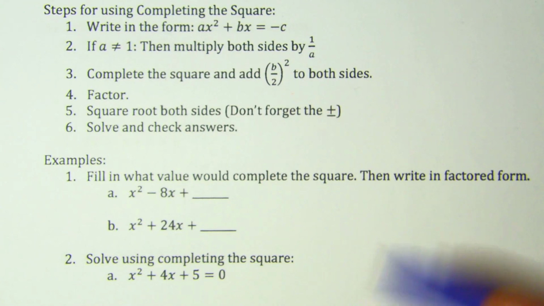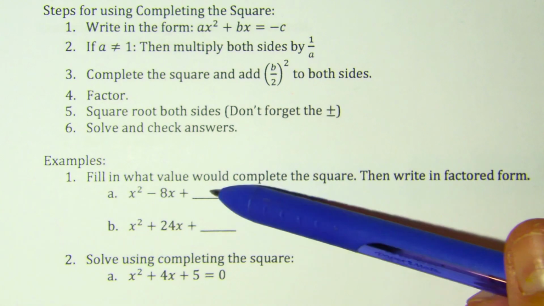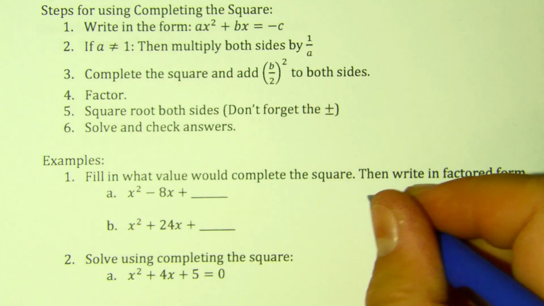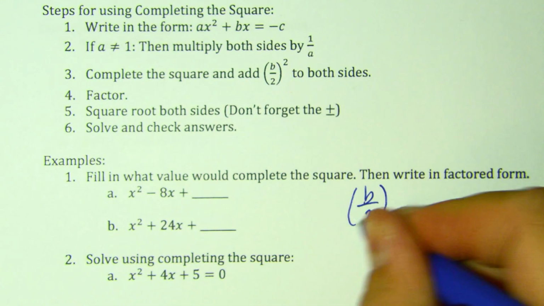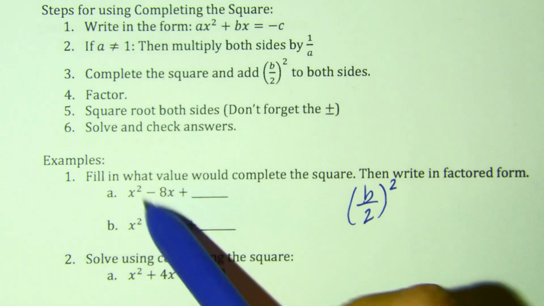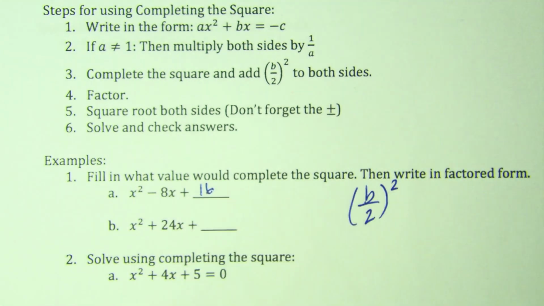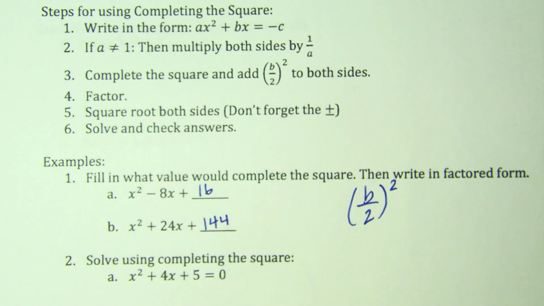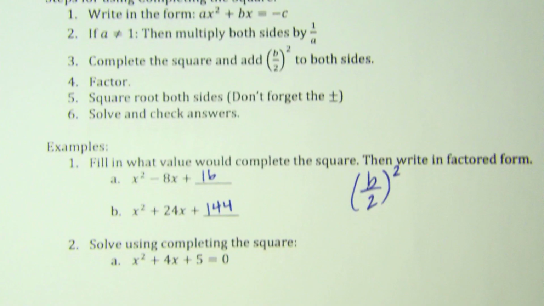In these next examples, all we're going to be doing is figuring out what would make that a perfect square. So this is just finding that b value divided by 2 squared. So here my b value is -8. -8 divided by 2 is -4. -4 squared is 16. Here I have 24. 24 divided by 2 is 12. 12 squared is 144. So that's that first example there.